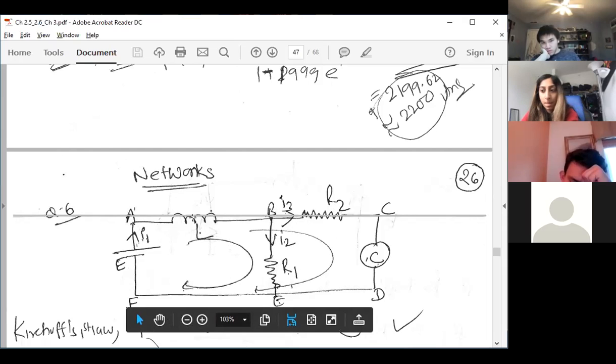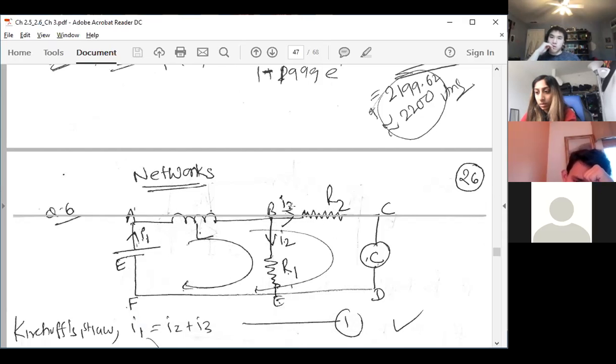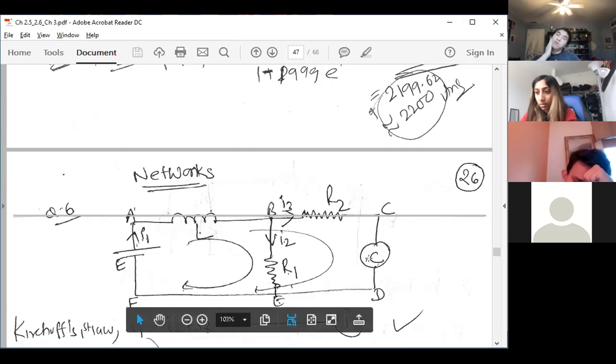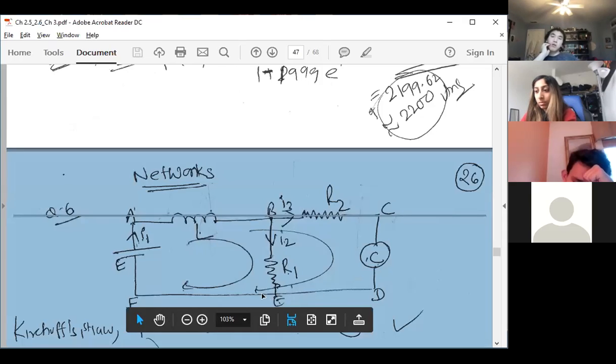Here I1 and L go like this, and like this, and like this. That is my first loop. My second loop goes like this, goes over here, current I3 passes through resistance R2 and capacitor C, goes like this, and like this, and goes to the battery.